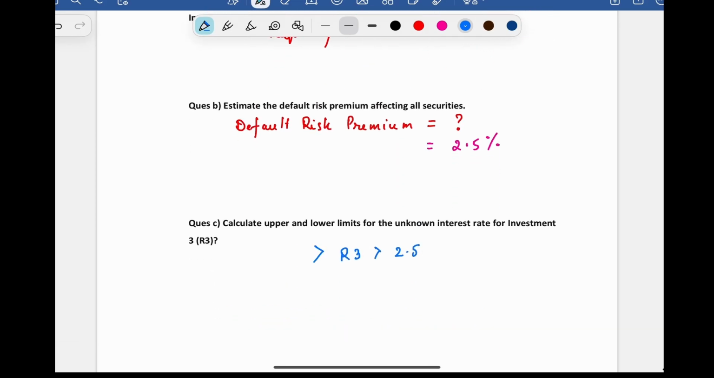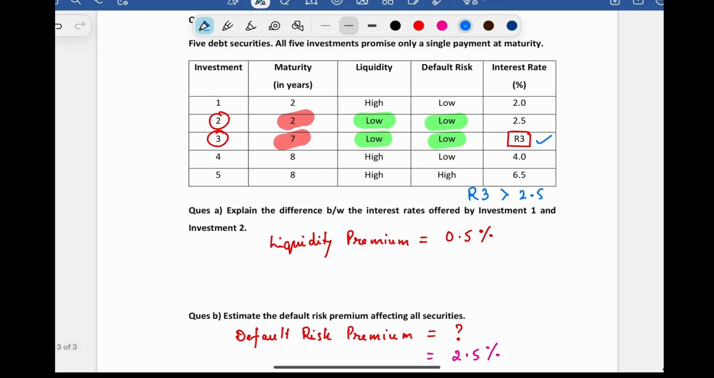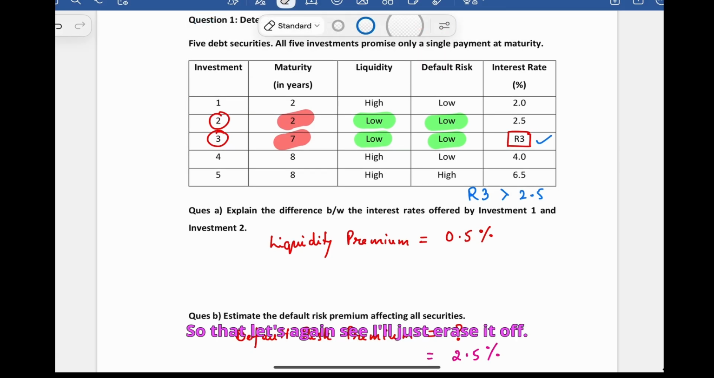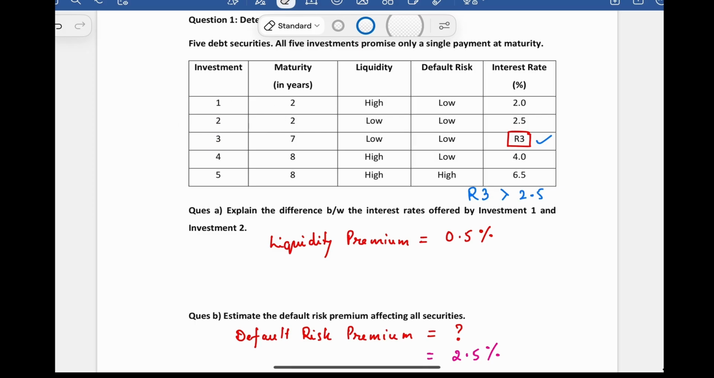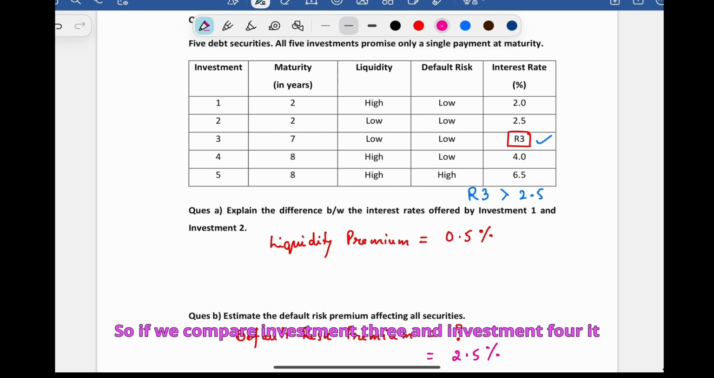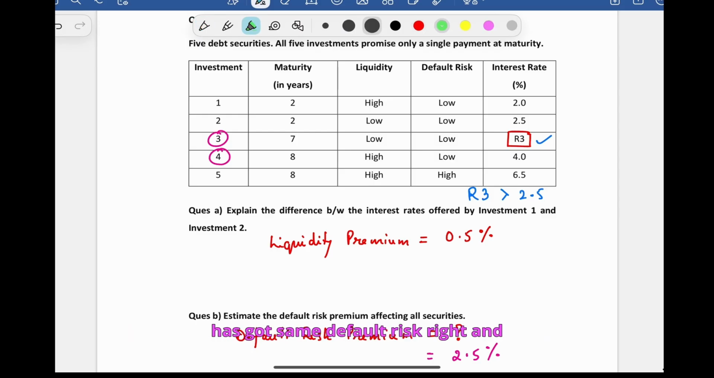But it will be less than how much? This we have to find out. For that, let's again see. Just erase it off. Let's see what else we can compare. If we compare investment 3 and investment 4, it has got the same default risk, right? And maturity is different. The liquidity is also different, so let's not focus on this. But let's make an assumption here. Please listen attentively. You can see that the liquidity is different, right?